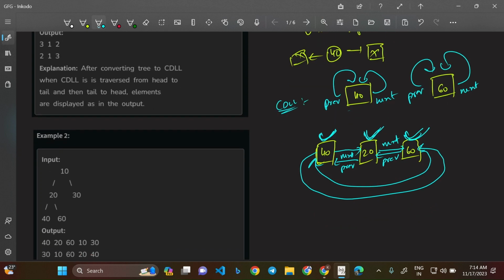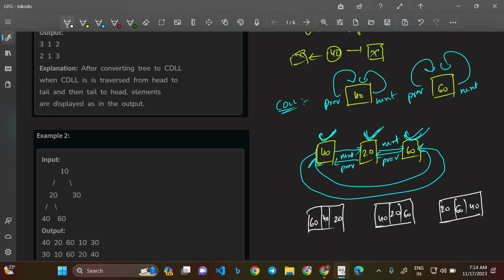If we represent this in a better way, we can see it like this. 40 here: its previous would be 60, its next is 20. For 20, the previous is 40 and the next is 60. For 60, the previous is 20 and the next is 40. I hope the people understood. So this is how we have converted it. And now what are we going to return? This is what we are going to return, because this is what we are dealing with. This is what we need to return at the end of the day.